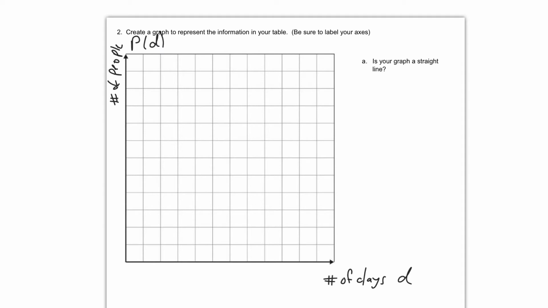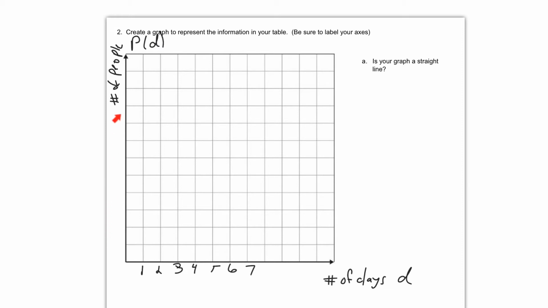So our number of days just goes up to 8, so we can very easily go up by ones on our D axis. So let's label that. We have 1, 2, 3, 4, 5, 6, 7, and we can continue that on, but we get the idea that we're going up by ones.